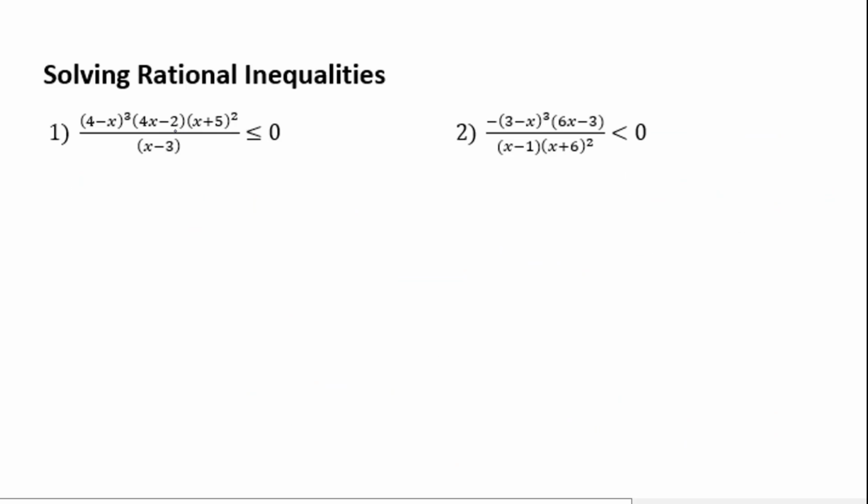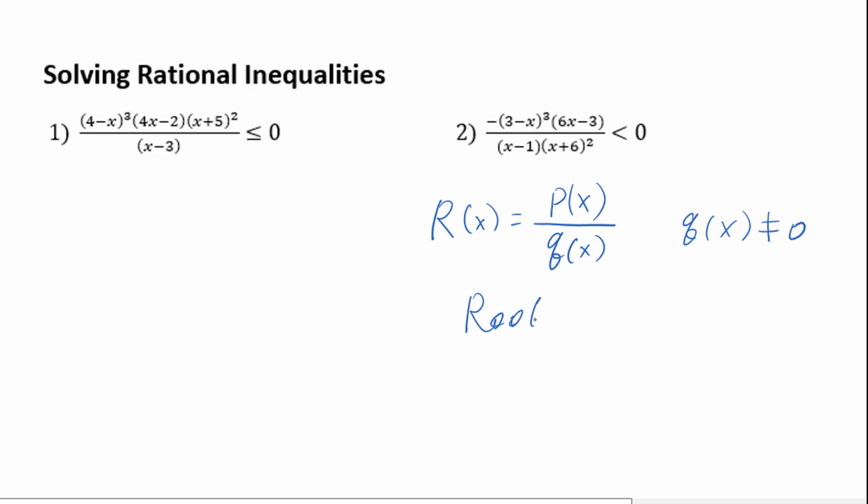Let's go to examples. Solving rational inequalities. Number 1. First of all, let's talk about rational functions. R of x equals P of x over Q of x. We know Q of x is not equal to 0. For the roots, you have to set P of x equals 0. For the vertical asymptote line, you have to set Q of x equals 0.